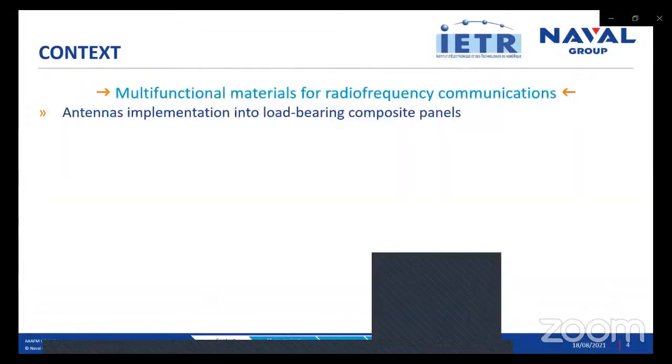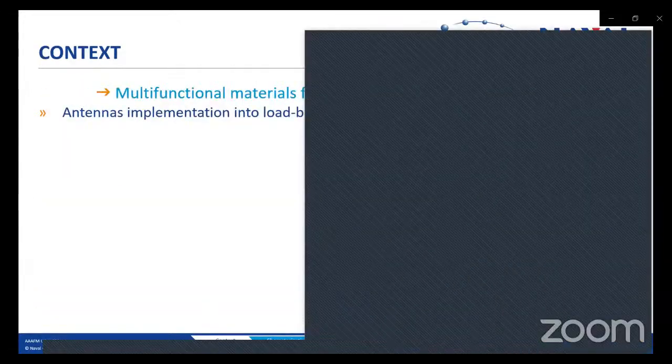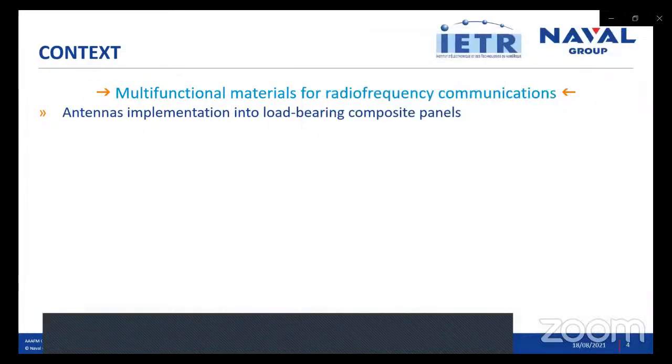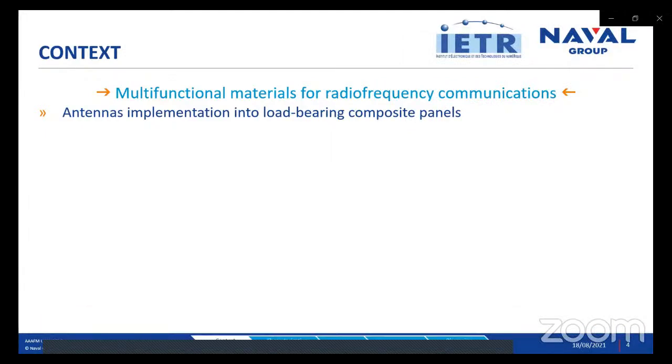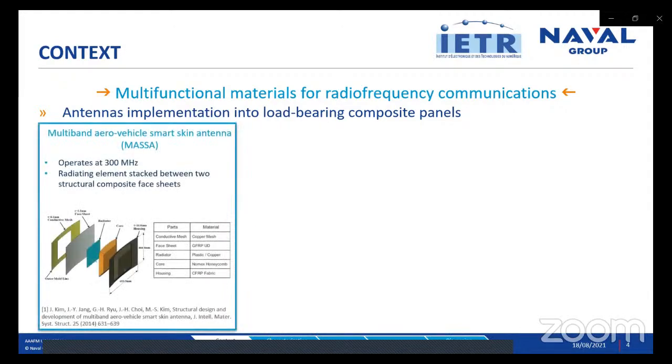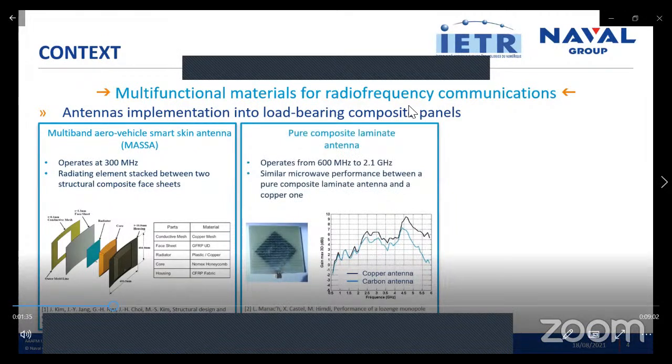For this work, we were interested in the multifunctional materials for radio frequency communications. More specifically, we work on the antenna implementation into load-bearing composite panels. Some open literature studies have already worked on this kind of topic. For example, Kim et al. developed a multiband aero-vehicle smart skin antenna operating at 300 MHz. They used a radiating element made of plastic and copper stacked between two structural composite face sheets made of glass fibers. At higher frequencies, Manak et al.